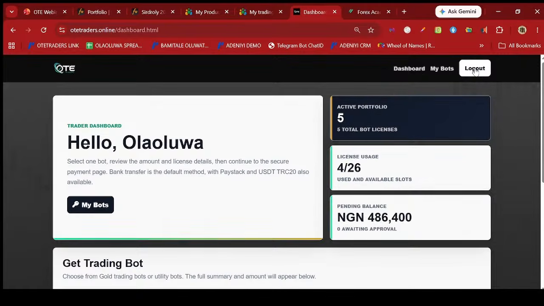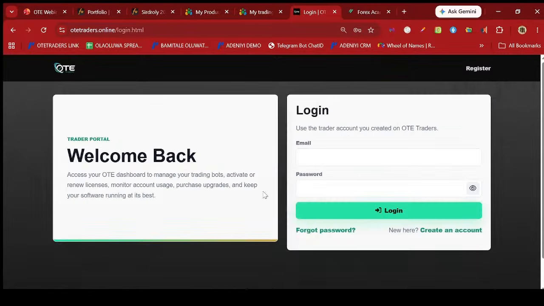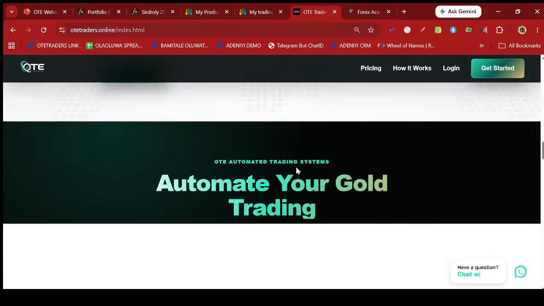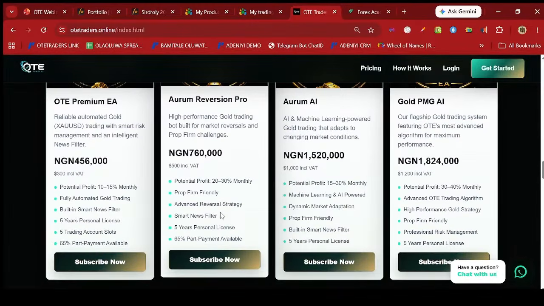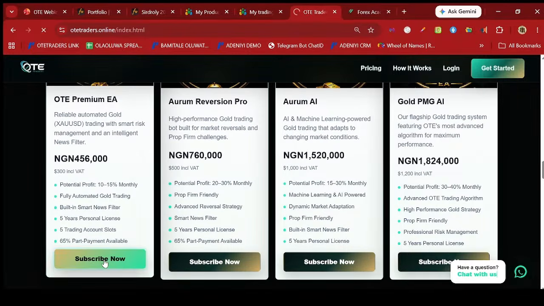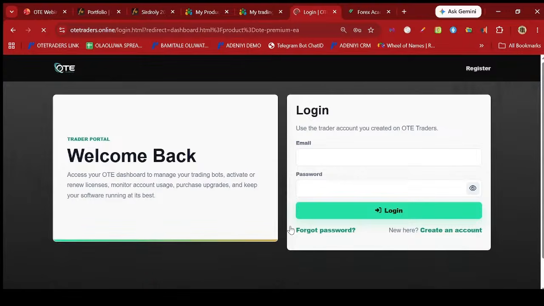So this website, for example, otetraders.online. Okay, let me just go to the main website. Okay, so this is the main website. You can see them here. So you can read more about them. You can read more about the bot here. This is the amount in naira. Let me just show you something. You can see that this one is not the kind of bot you can see anywhere. So let me log in.